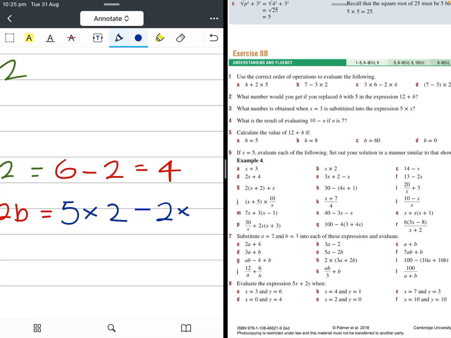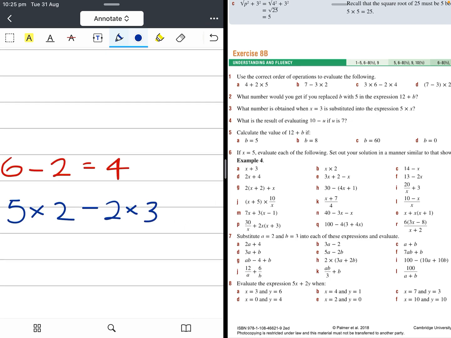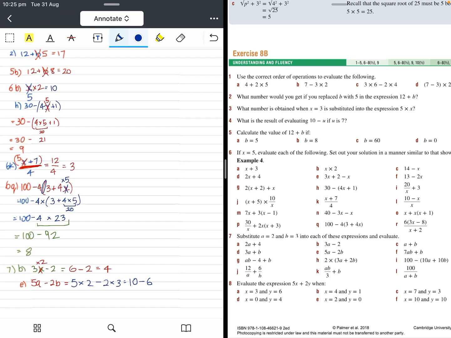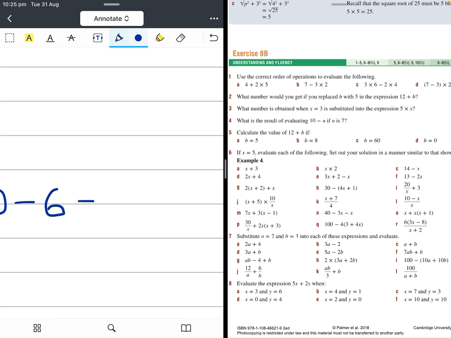But we got to swap the B with a 3. Beautiful. Okay, so now order of operations says do the timeses separately before you do the subtraction. So let's do that. What is 5 times 2? Hopefully you said 10. What is 2 times 3? Hopefully you said 6. And 10 take away 6 is, equals, there we go, 4. All right, let's try one more.